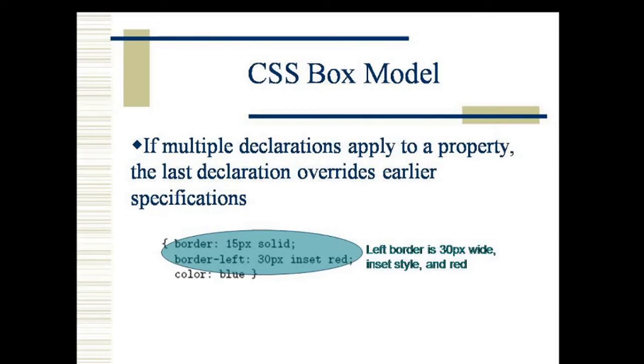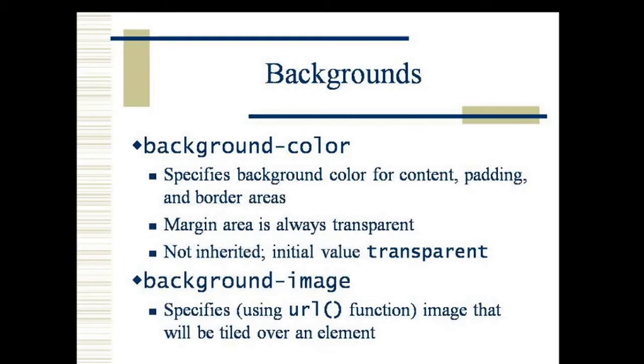If multiple declarations apply to a property, the last declaration overrides earlier specifications. This has been explained to you in the previous lecture: if you have more than one declaration specified for a particular property, then only the last declaration you give will override the earlier specifications.